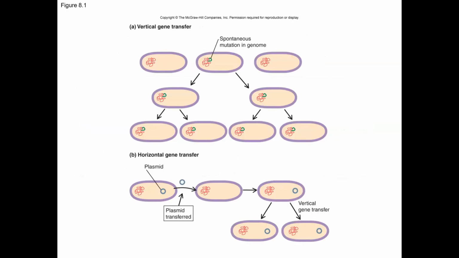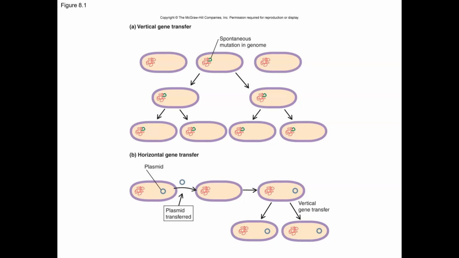All right, putting it into prettier pictures here. So when mutations happen, again, typically they're random accidents. But when that random mutation happens, if it's stable and heritable, it gets passed down through the generations. Sometimes we call it vertical gene transfer.